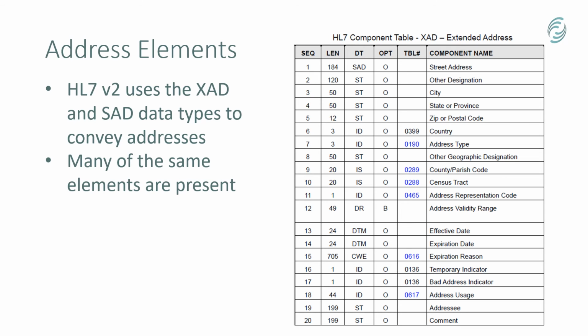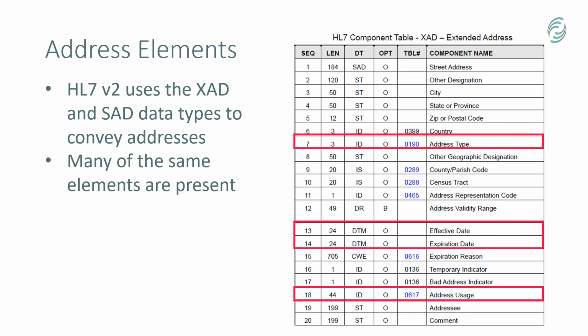Existing HL7 standards, including version 2 and FHIR, have data types that are used to convey addresses. In V2, the XAD and SAD data types are used in this capacity. XAD already includes many of the same data elements as Project USA defines, albeit not always at the same level of granularity. XAD also includes components for some of the metadata that is included in the draft recommendations.